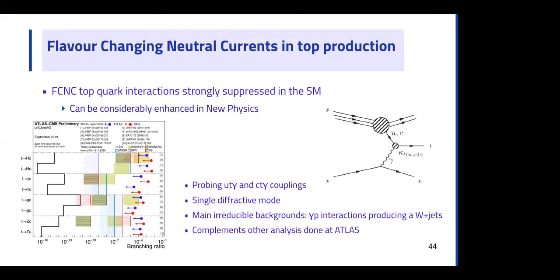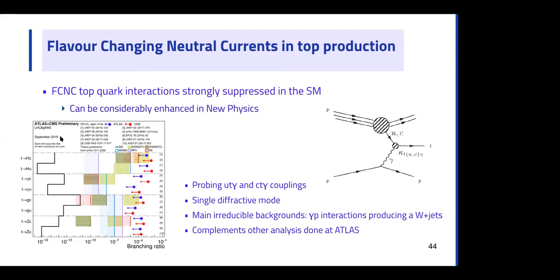We can also search for exotic physics, and one process we are interested in, in Portugal, is flavor changing neutral currents in top quark production. If we look at flavor changing neutral currents in the standard model, they are strongly suppressed. Here we see a table from ATLAS, results in which we have participated, where we see several different top decays. The predictions for the standard model are shown in black here. So this is the branching ratio.